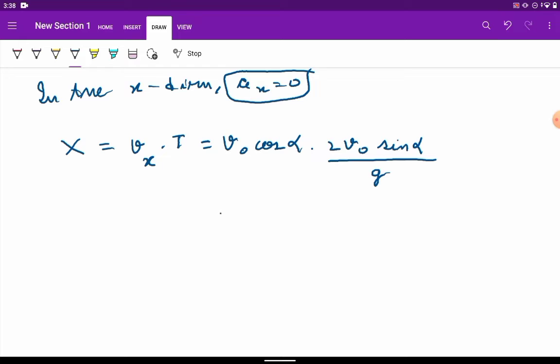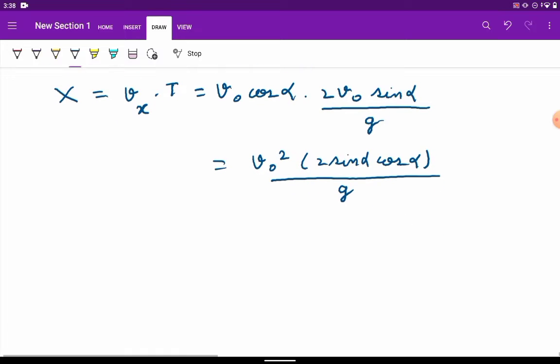So this basically gives me V naught square times 2 sin alpha cos alpha by G, right? Now 2 sin alpha cos alpha is nothing but sin 2 alpha. So this becomes V naught square times sine of 2 alpha divided by G. Okay.